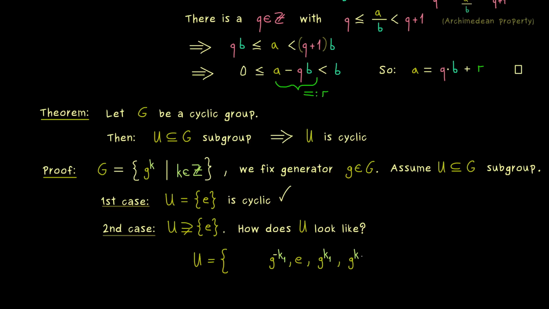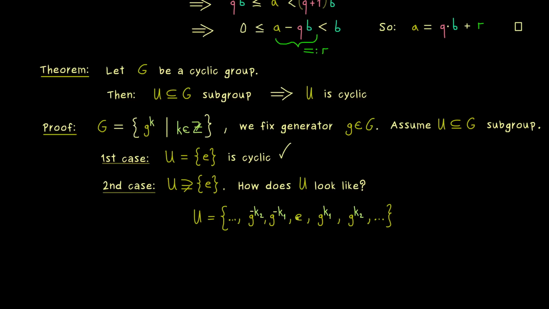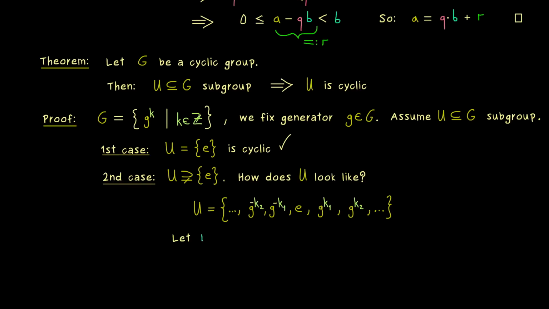And now if we have more elements, we could say we have the power k2 and the power minus k2, and the same with k3 and so on. And now the important thing here is that we work with positive integers and we know there has to be a smallest one. Let's call this minimal integer m. So it should be the smallest natural number such that g to the power m is still an element in U. And to emphasize here, the natural numbers don't include 0, so m is definitely greater or equal than 1.